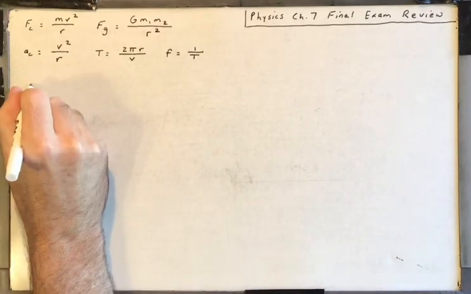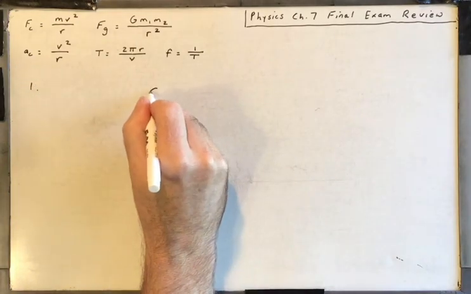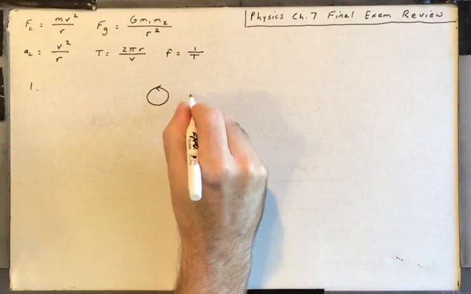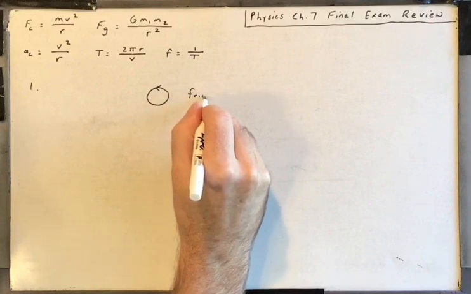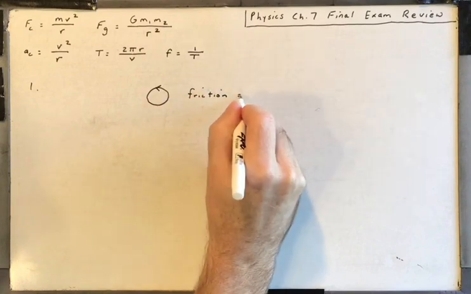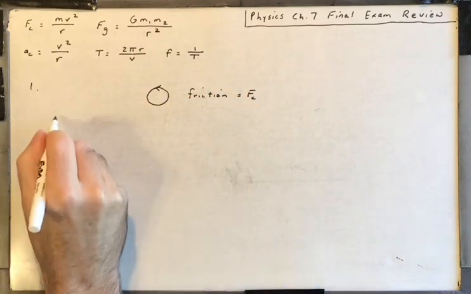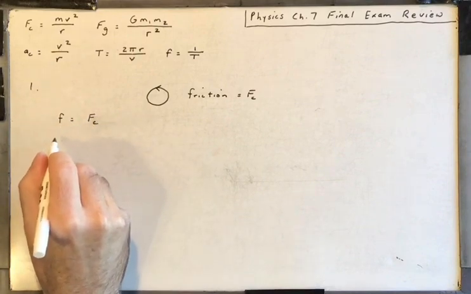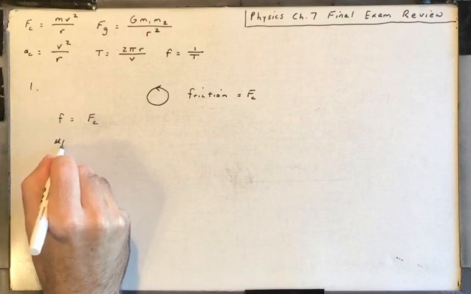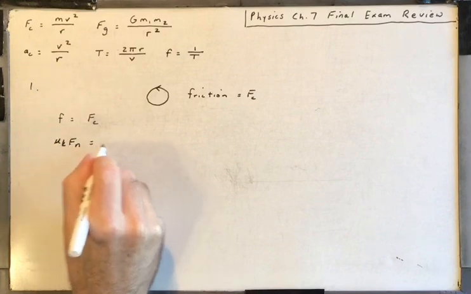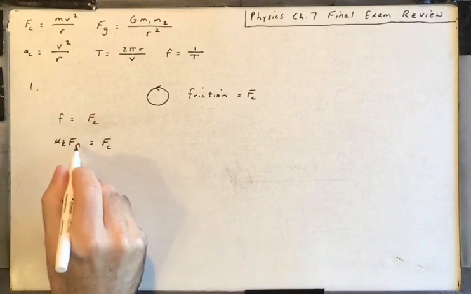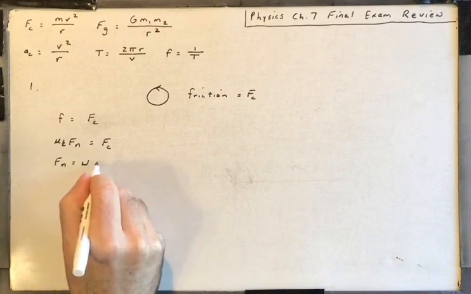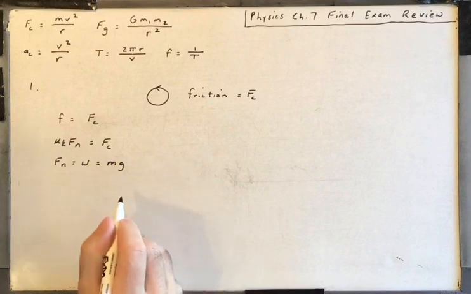Okay, so what is keeping the minivan going in a circle as it travels around that circle? The force is friction. So friction is what is equal to F sub C. So what is friction? Well, friction is mu sub K times the normal force. Well, what's the normal force? The normal force is equal to the weight, which is just equal to mass times gravity.